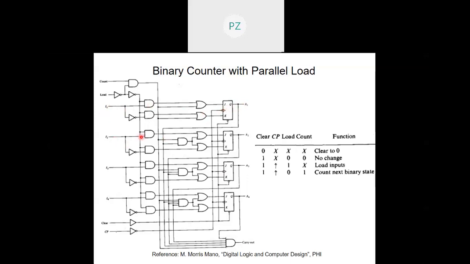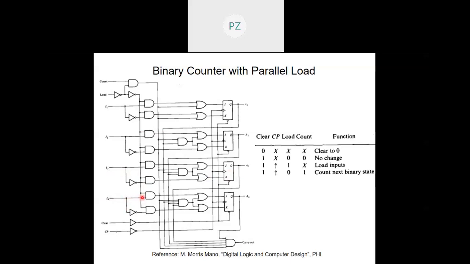Coming to this case, load is high, right? Load is high, that means it is passing I2 over here, right? And I2 bar is coming to this line, okay? So if that happens, then it behaves in the D flip-flop mode, and whatever is I2, that will be stored. Similarly for I3, when this line is high, I get I3 at this point, and I get I3 bar at this point. Again, this also behaves as a D flip-flop, so whatever is I3, that will get loaded here.